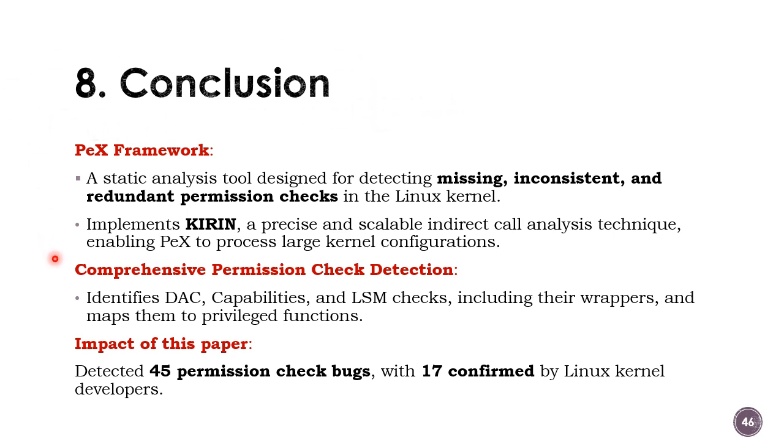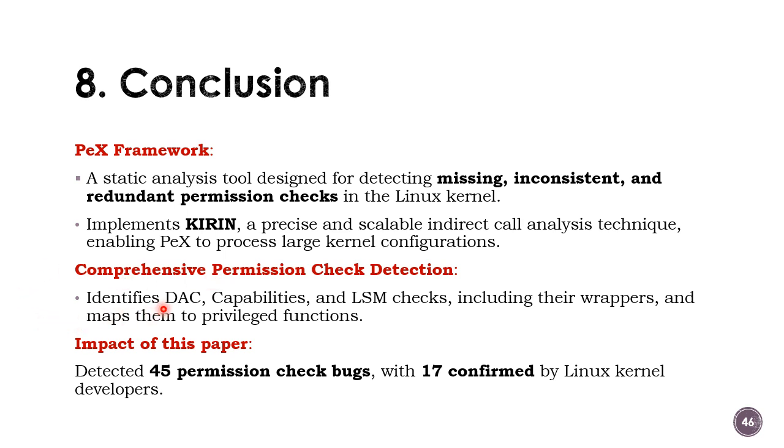So here are mainly 3 big points about this paper mentioning its contribution. The first one is proposing the PEX framework, designed for detecting missing, inconsistent and redundant permission checks in the Linux kernel, and actually conducting experiments. And the second part implements Kirin, which is a precise, scalable indirect code analysis for PEX to detect the permission check errors.